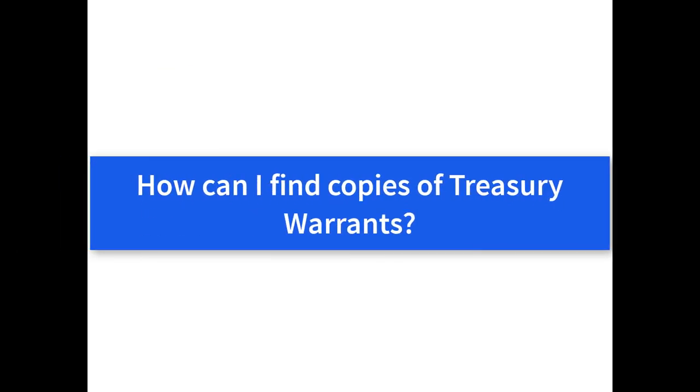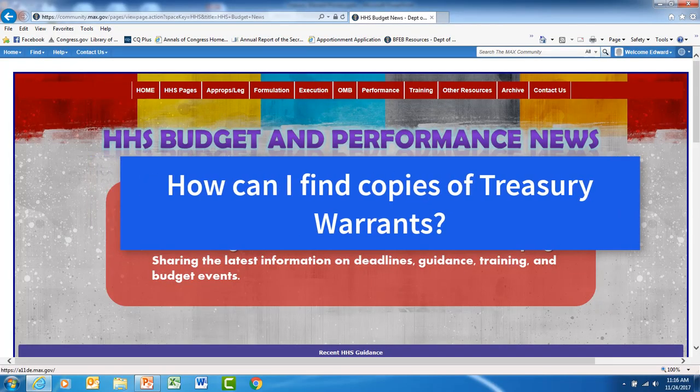Where can I find copies of Treasury warrants? Okay, what if you need to find out if a warrant has been issued, or you want to see what citation was used to request a previous warrant? How can you do this? There are a couple of ways to do this. If you have access to Treasury system, you can get copies of warrants using that. Since many of you will not have this access, a better alternative is the OMB Max system, which provides a report on warrants in 2 different locations. Let's take a look.